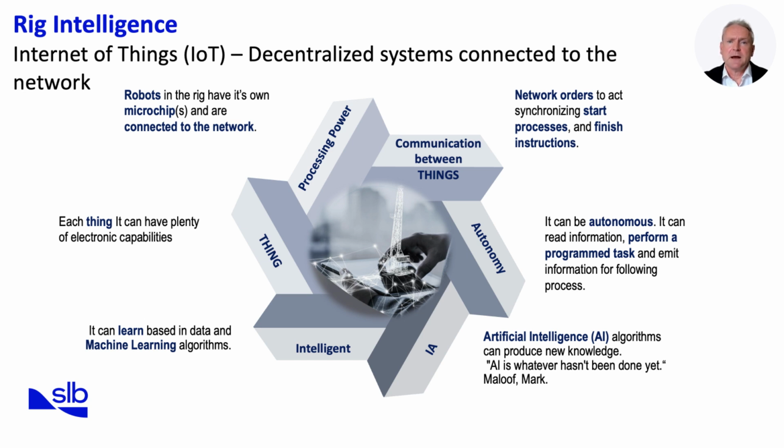Finally, processing power enables all of these functions, handling the huge data volumes needed for real-time rig automation. Here, we see how intelligent devices, each with embedded microchips, communicate across the rig network. These things can learn from data, execute programmed tasks, and synchronize with other devices to manage processes from start to finish. The concept is decentralized.